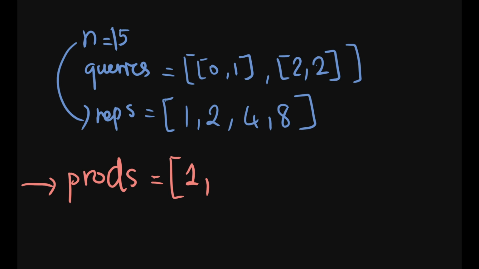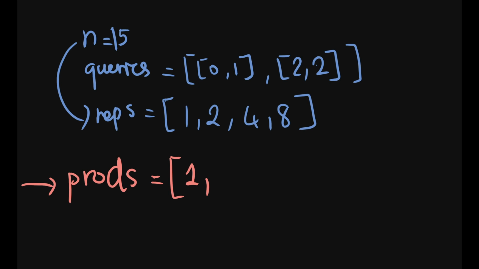Now I want to create another list called prods, which holds all the products of the range from the left all the way to the right. Why does it have 1 by default? I'll show you why there is 1 by default.